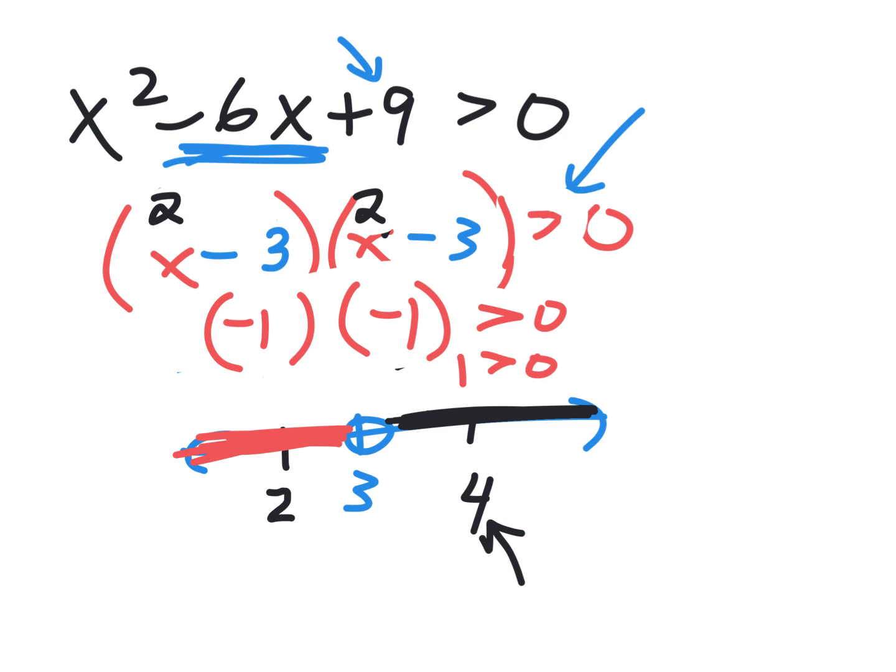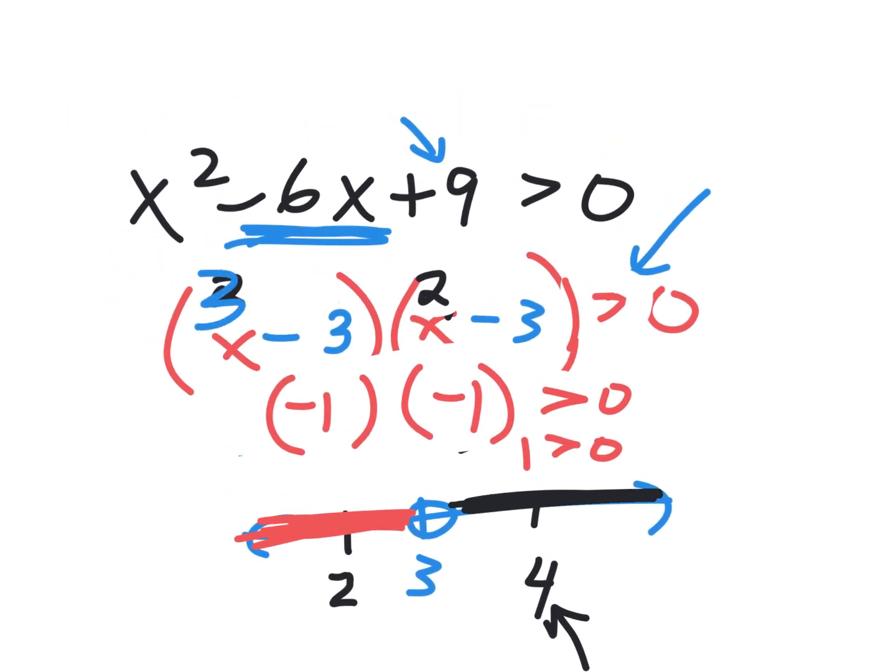If you wanted to even check 3, you could. If you put 3 in, you'd find that it was 0 times 0 is greater than 0. And 0 is not greater than 0. That's why 3 doesn't work.